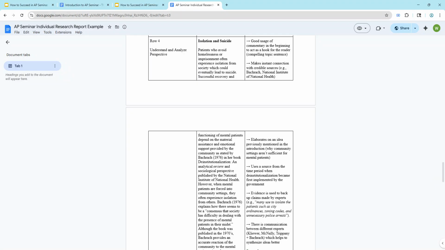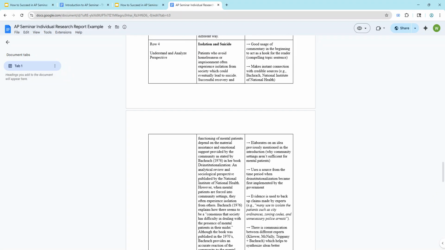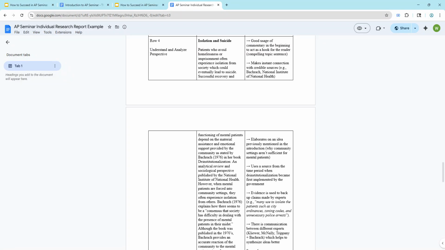Evidence is used to back up claims made by experts. For example, many used to isolate the patients, such as city ordinances, zoning codes, and unnecessary police arrest. There is communication between different experts, Clear, McNally, Tripani, plus Backrack, which helps to synthesize ideas better, which is why the student earned 6 points for understand and analyze perspective.